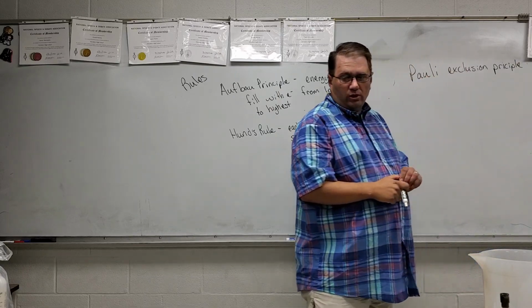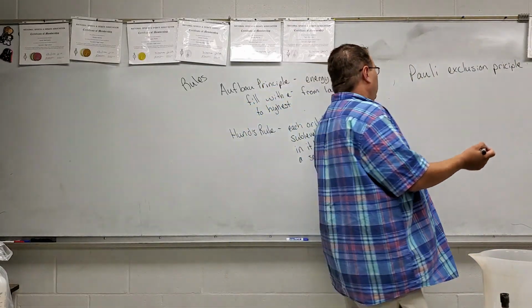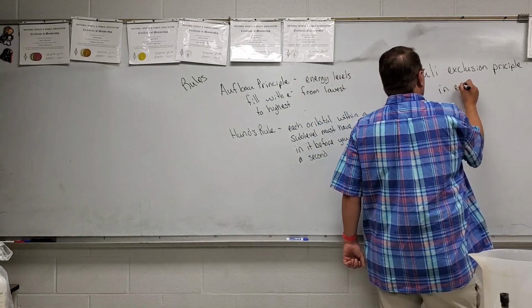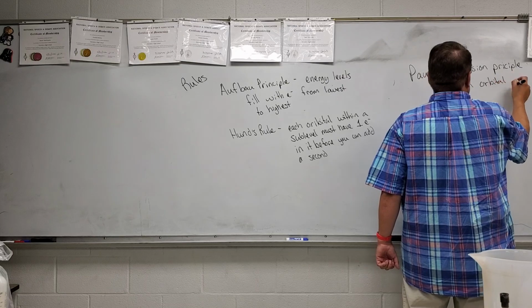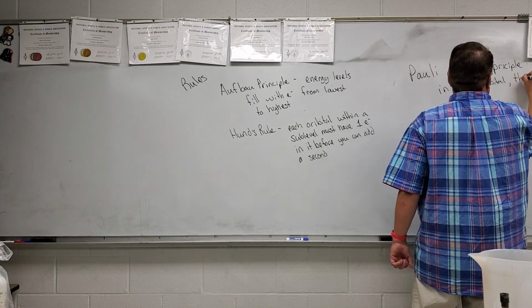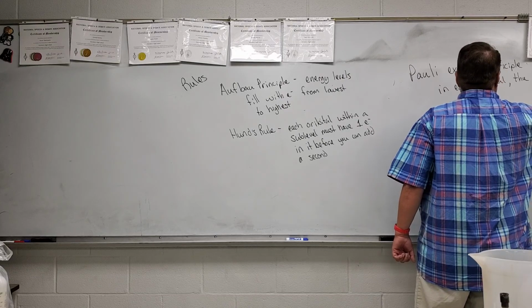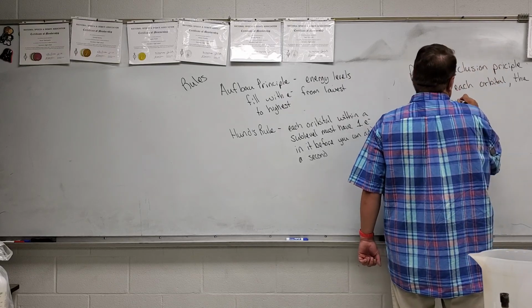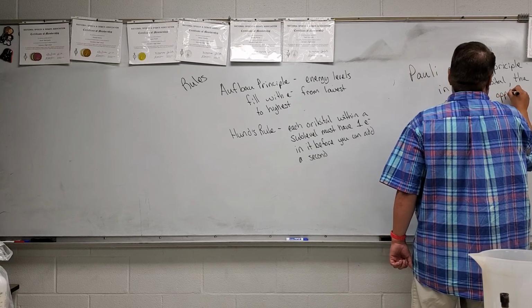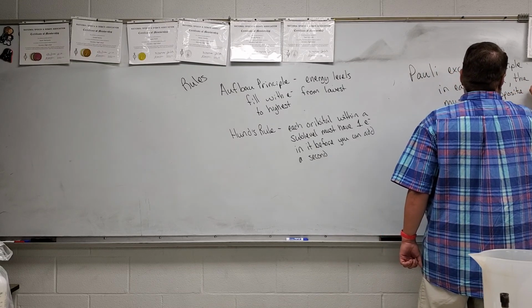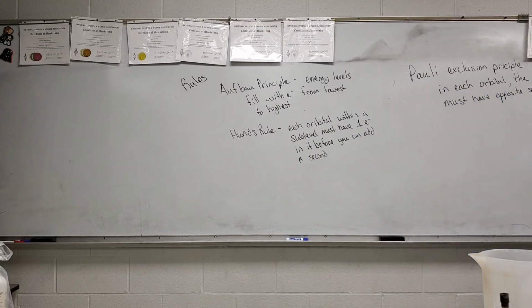Alright. What it says is, in each orbital, the electrons must have opposite spins. One must spin one way, the other one the other way.